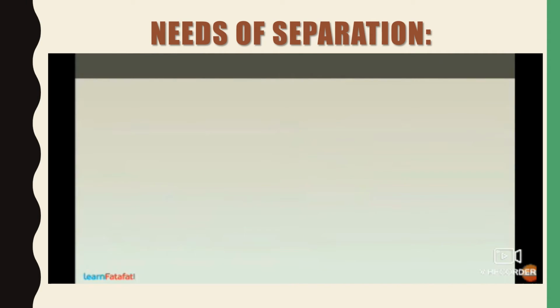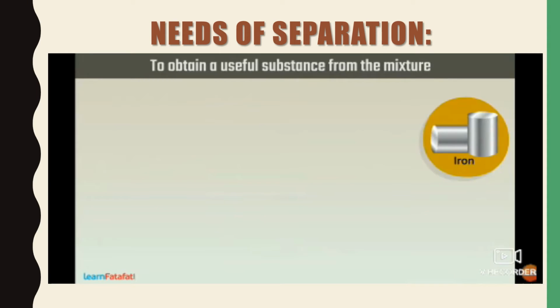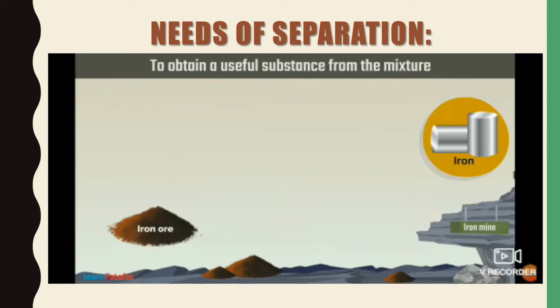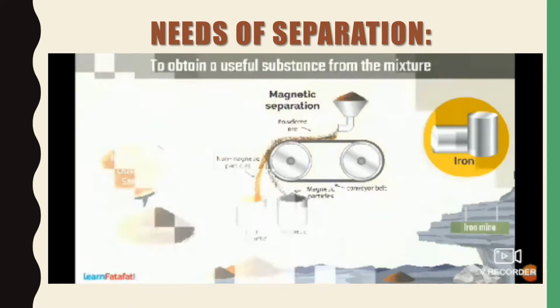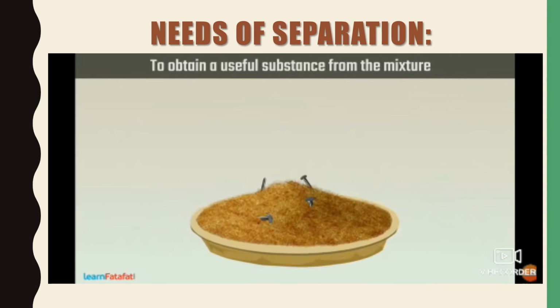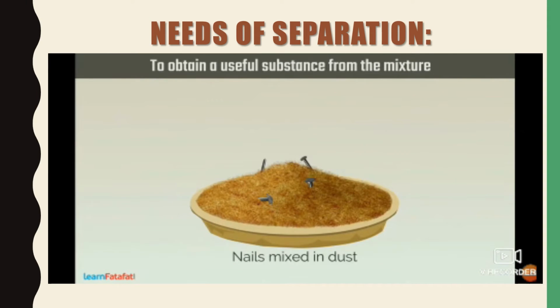Separation is needed to obtain a useful substance from the mixture. Iron is obtained from iron ore. The ore contains impurities such as dust, sand, etc. We need to separate the iron particles from the mixture. For that, we use magnetic properties of material. How do you separate a nail mixed in dust? You should use a magnet for separation and thus pick up the useful substance, that is the nail, from the mixture.